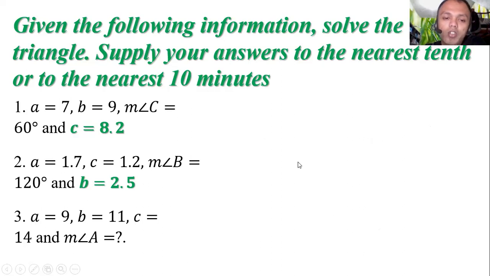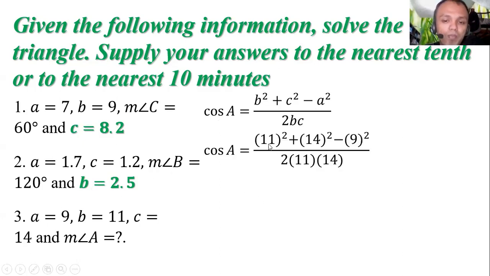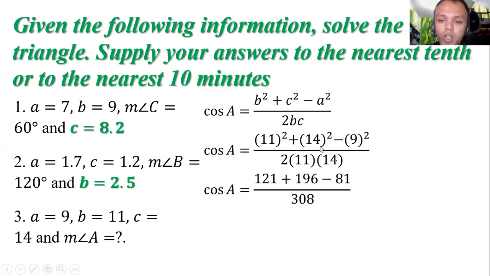A is equal to 9, B is equal to 11, C is equal to 14, and find measure of angle A. To find your measure of angle A, since nasa SSS tayo kasi side-side-side to, no, we use this formula. Cosine A is equal to B squared plus C squared minus A squared over by 2BC. Your B is 11, your C is 14, your A is 9, over by 2 times your B is 11, your C is 14. 11 squared is 121, 14 squared is 196, 9 squared is 81. Over by 2 times 11 times 14 is 308.